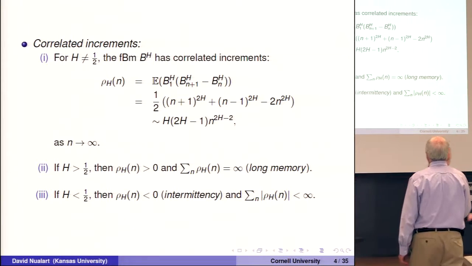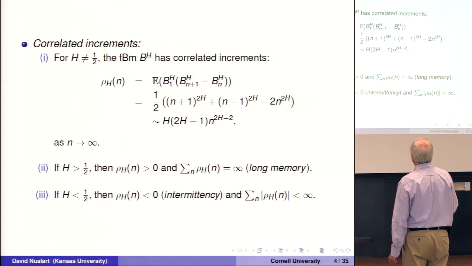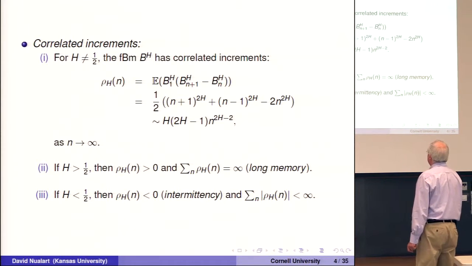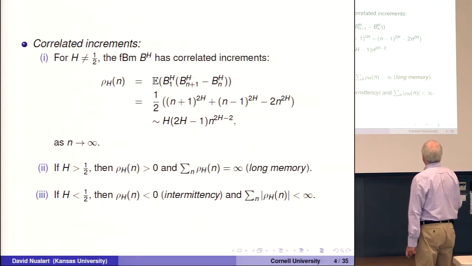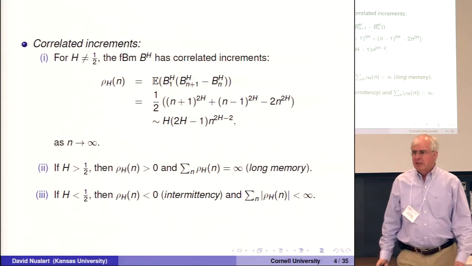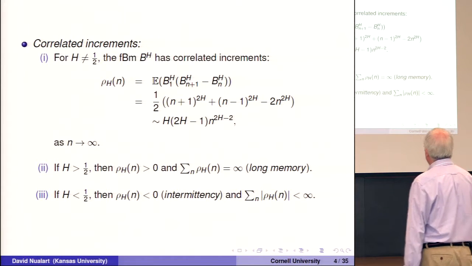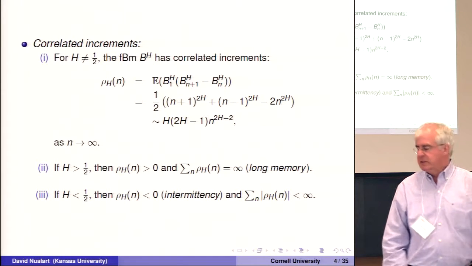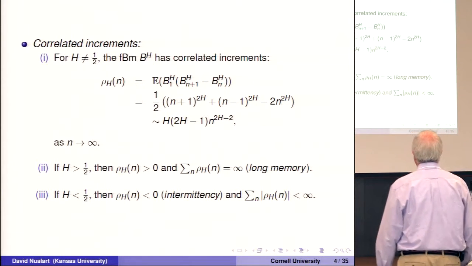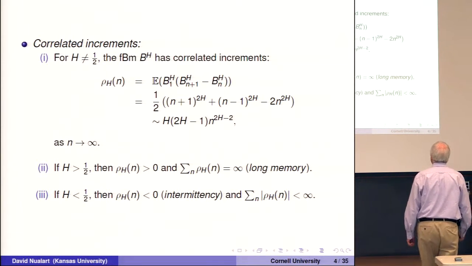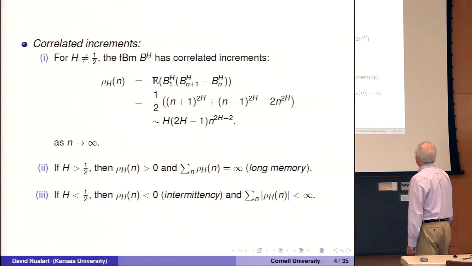And then you also have this factor 2h minus 1, which is positive when h is bigger than 1/2 and negative if h is less than 1/2. So if h is bigger than 1/2, this correlation is positive, and this series is divergent, and people say that this means that this is a long memory process. And if h is less than 1/2, then the correlation between two increments is negative. They are negatively correlated, and this is called the intermittency property. And the series of correlations is convergent. So that's also well known.